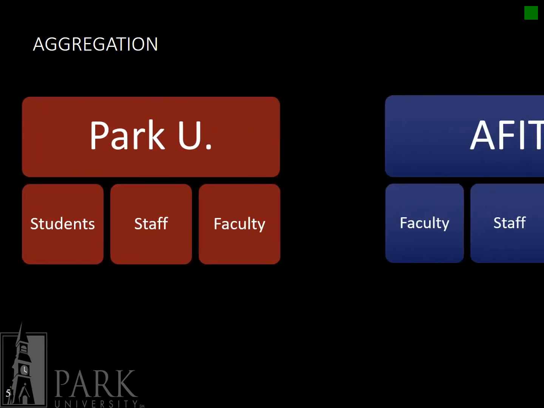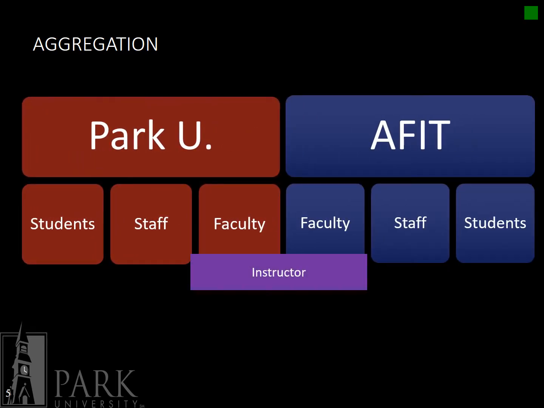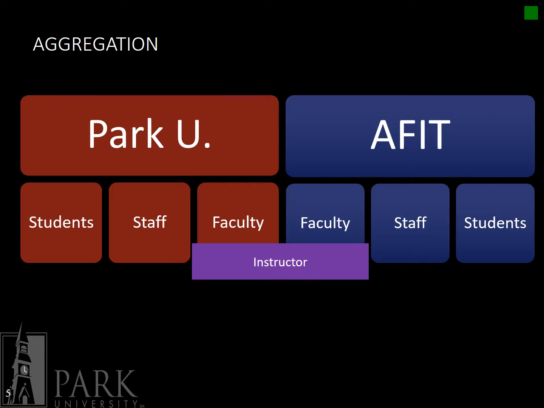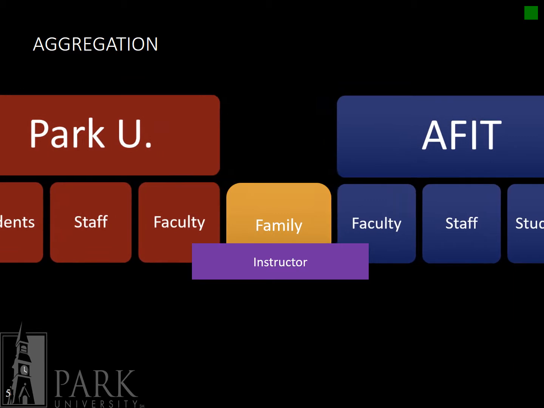So, for example, a person can teach classes at 2 different schools and be part of 2 school aggregations. In this case, it would describe my situation, right? I'm faculty at both Park University and AFIT, so I belong to both. The same person might even be part of a 3rd aggregation of a different type, like a household aggregation, right? So I have my family, I'm part of that. I'm part of faculty at Park, I'm part of the faculty at AFIT. So I can belong to many different things.